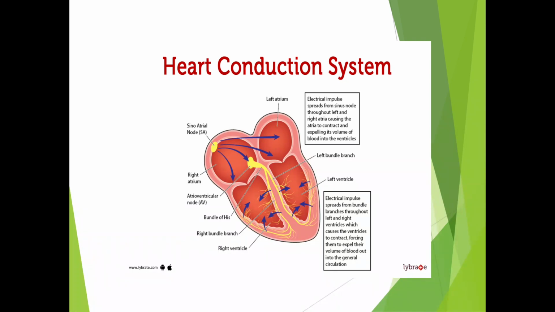Here, first of all, the electrical impulse spreads from the sinoatrial node. It passes through the left and right atria, causing the atria to contract and expel their volume of blood into the ventricles. Then the electrical impulse spreads from the bundle branches throughout the left and right ventricles, which causes the ventricles to contract and expel their volume of blood out into the general circulation.